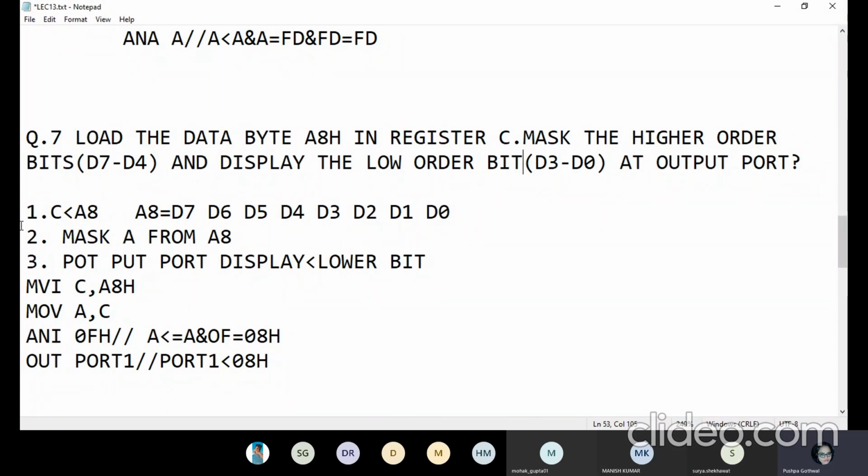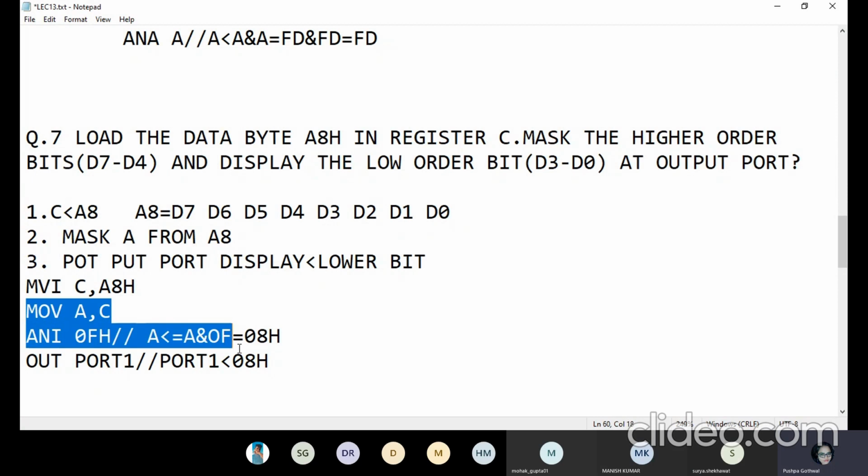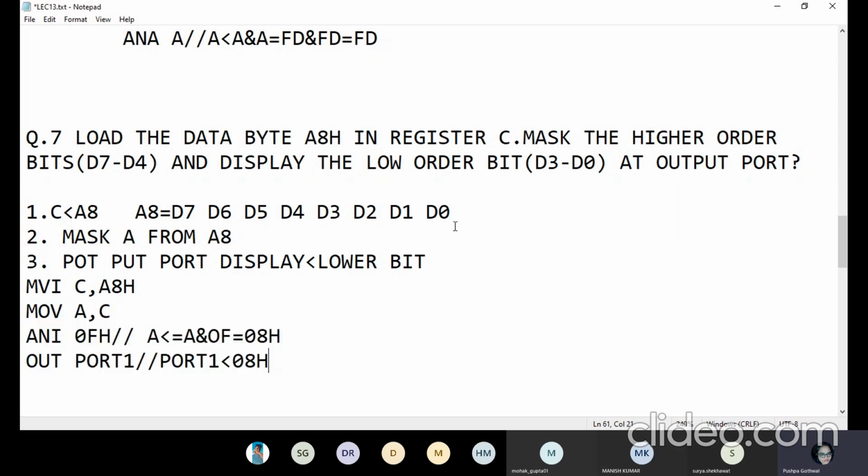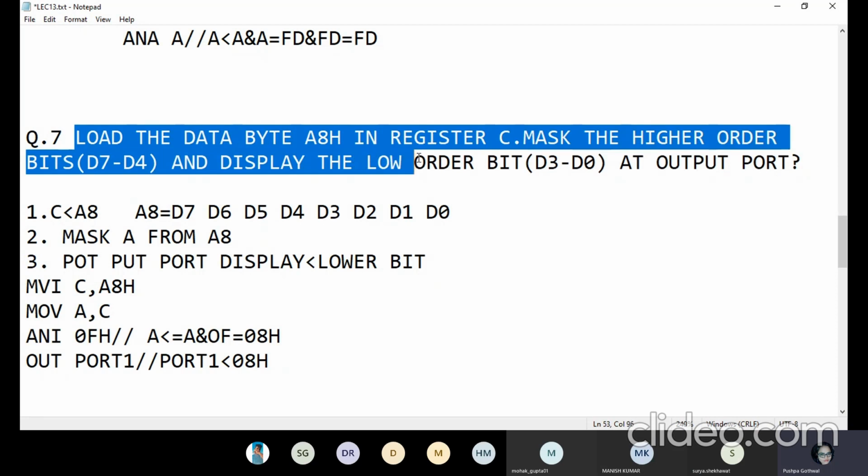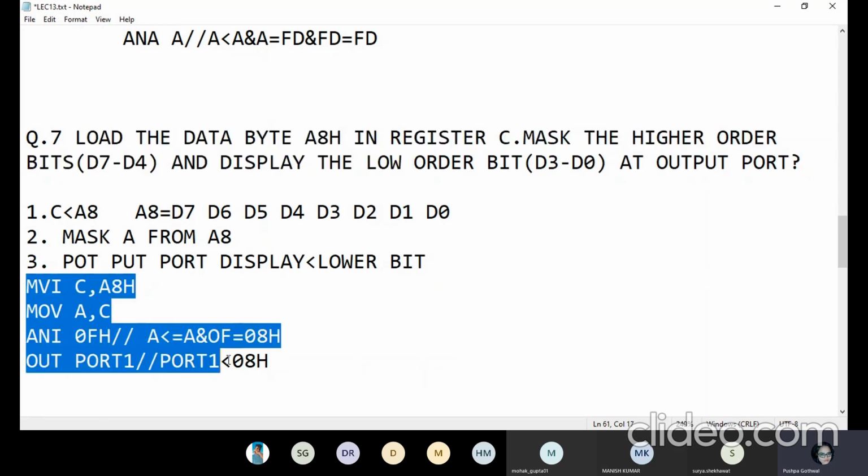Maybe they will give the whole program and ask which bits are masked, giving the number of bits. This question can also be framed in reverse order. Or maybe they will write a certain line of the code and change one or two lines, and you have to pick the correct option. So this kind of question can be framed.